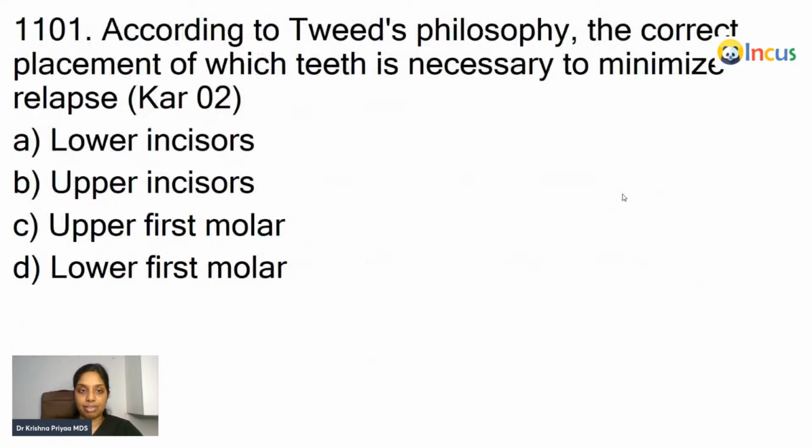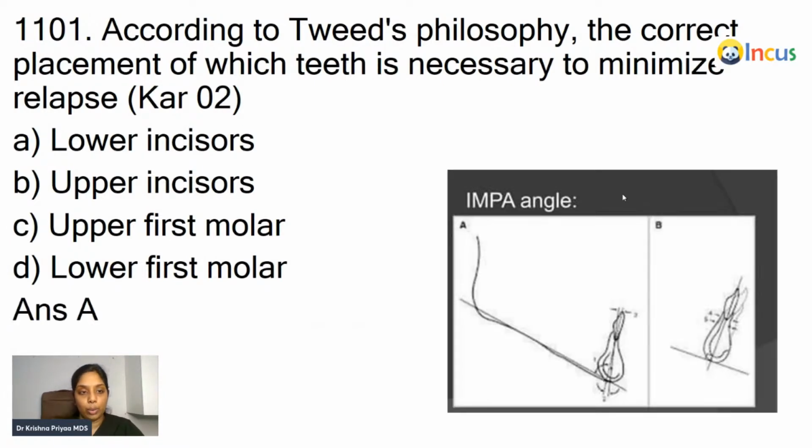According to Tweed's philosophy, the correct placement of which teeth is necessary to minimize the relapse? So Tweed, we are talking about lower dentition and lower incisors. So the answer would be lower incisors.